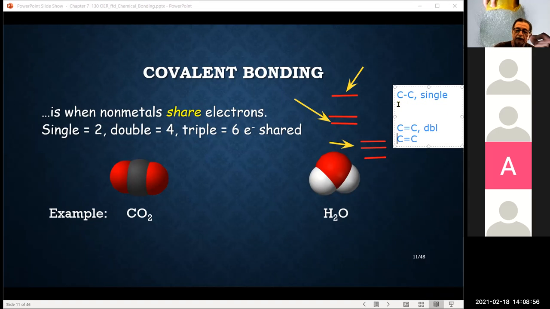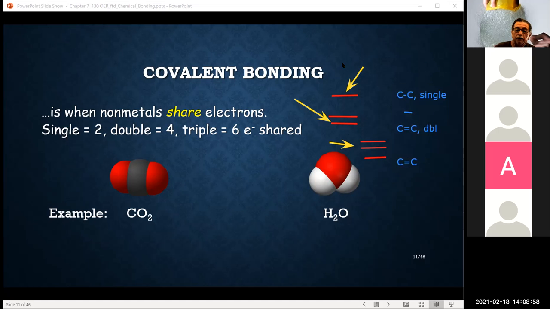And so every line, let me see if we can draw it again. There we go. That's a little better. Okay, single bond, double bond, and a triple bond. Okay. And there's some examples here, like carbon dioxide, a covalent bond.